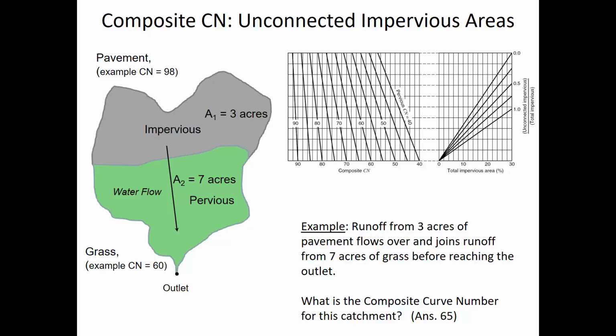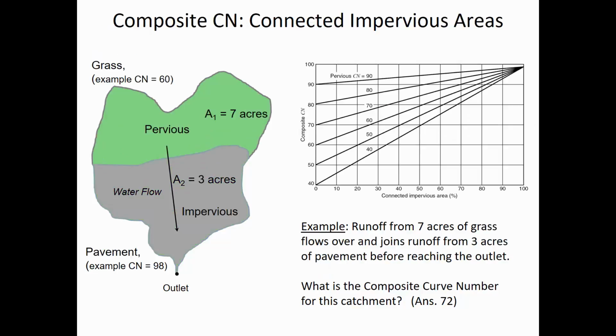Right. And so the average curve number is lower because some more of the water infiltrates than had the opportunity to in this case. In this case, none of the water that's running off from the asphalt has any additional opportunity to infiltrate. It just goes straight to the outlet.